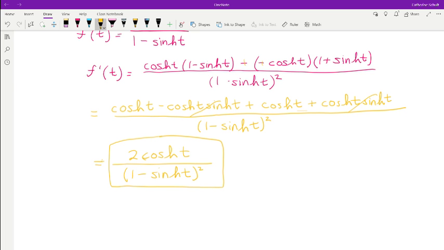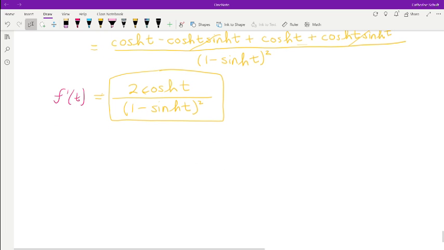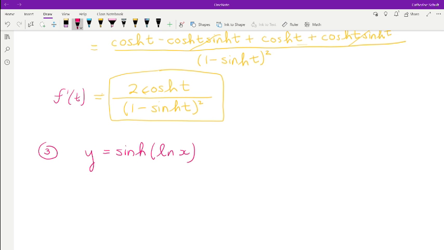All right, and then finally we have one more. So again, that's the derivative. And we have one more derivative we're going to take, and that's number 3. This was the original function, hyperbolic sine of the natural log of x. This looks like a chain rule, so I'm just going to hop in with the chain rule, and then we can do an alternative too. But let's start with the chain rule.